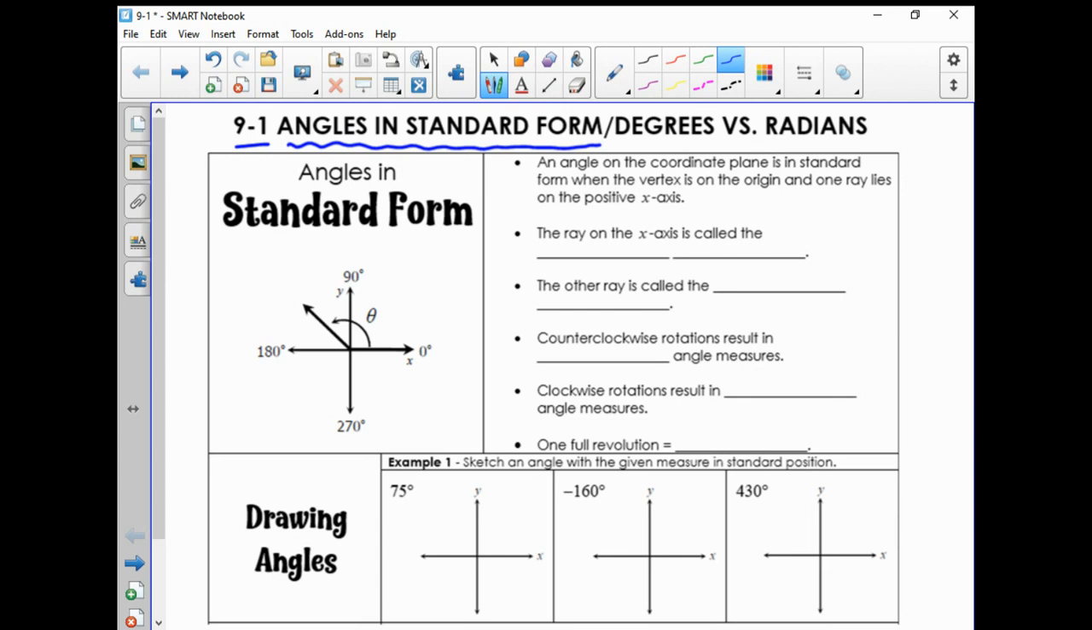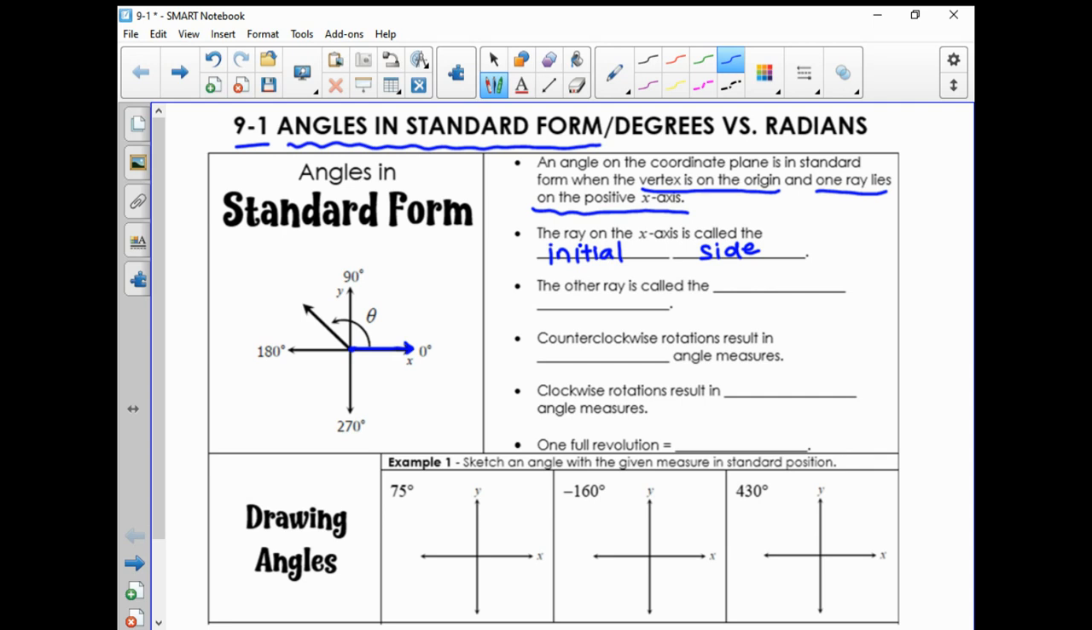It has to have a vertex on the origin. So if you're looking at an angle, the vertex has to be right there at the origin at 0, 0. And one ray, we call it the initial ray, lies on the positive x-axis. So this ray I just said is called the initial side. That's kind of the beginning. That's where we start measuring the angle.